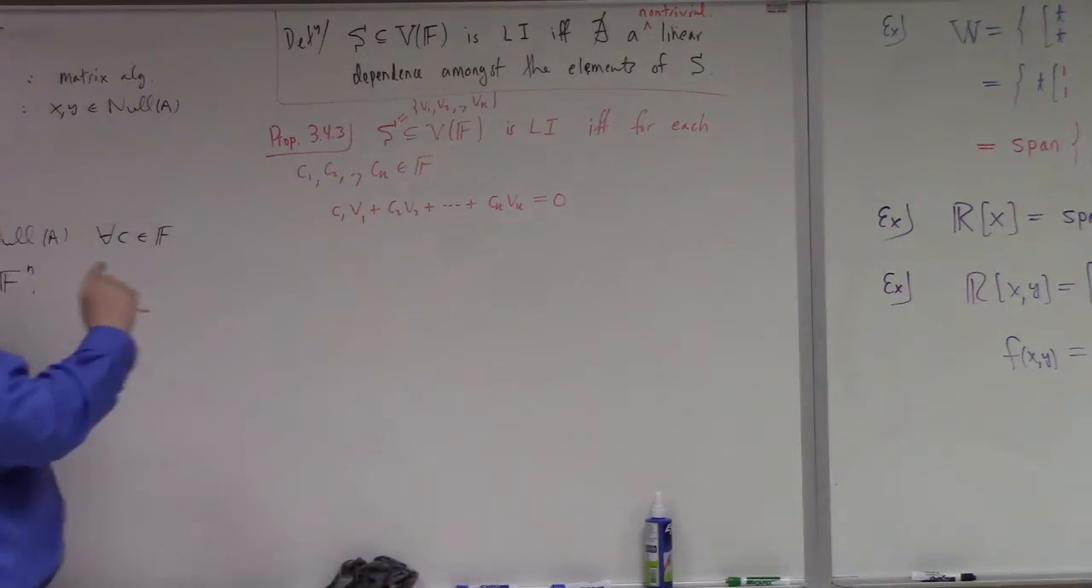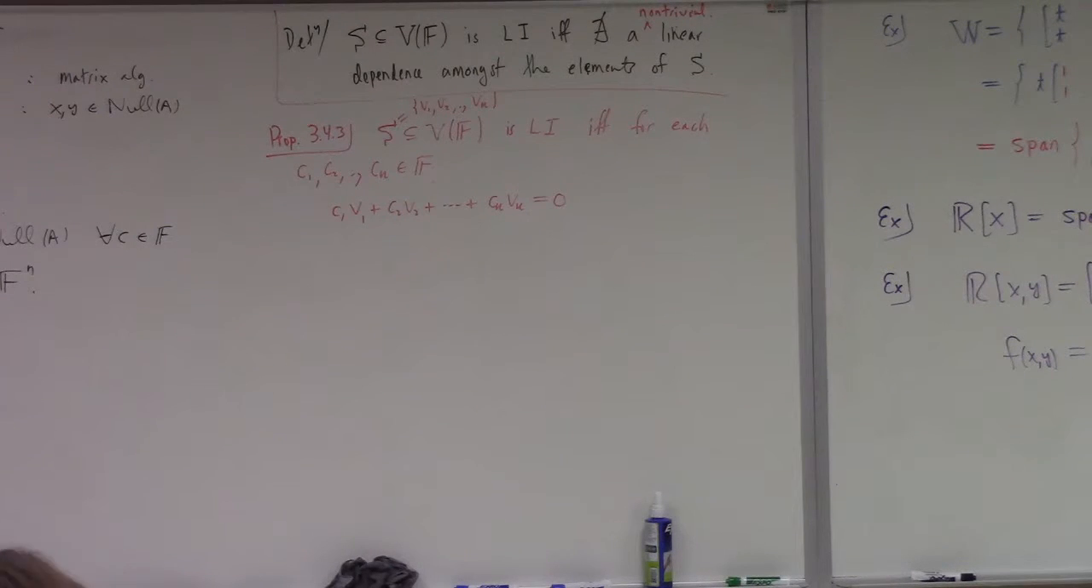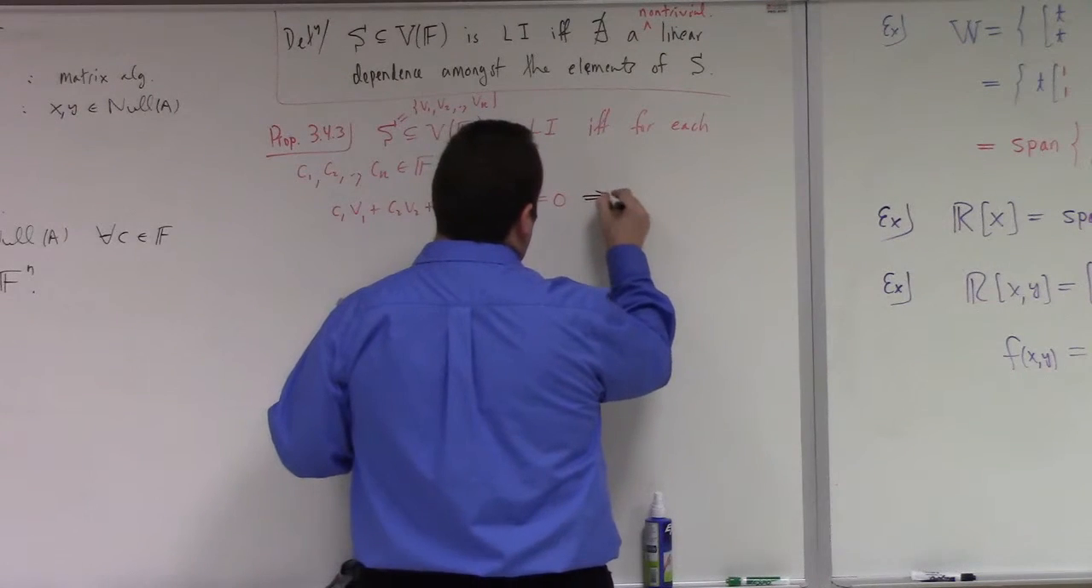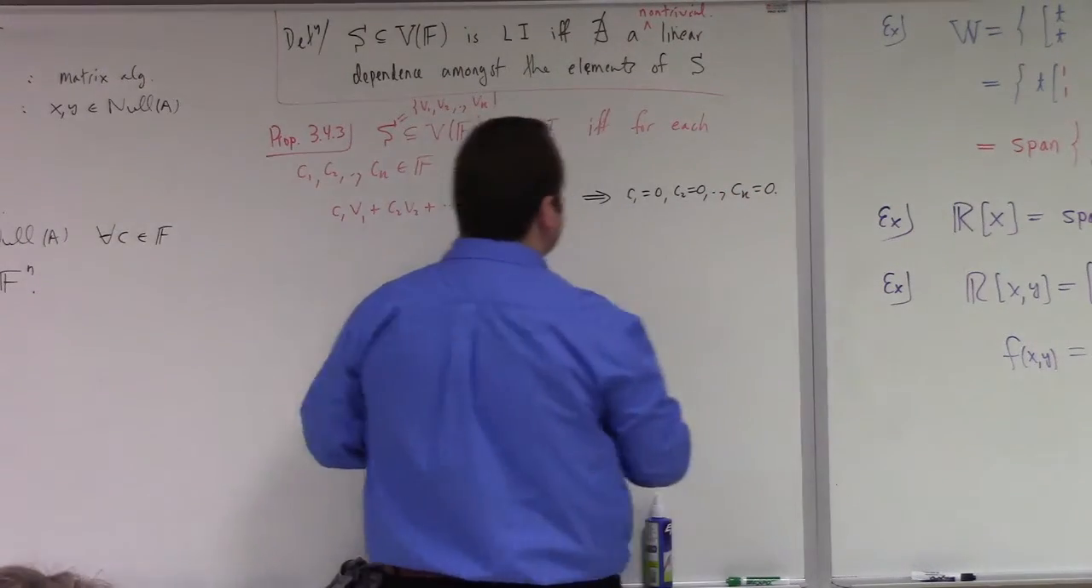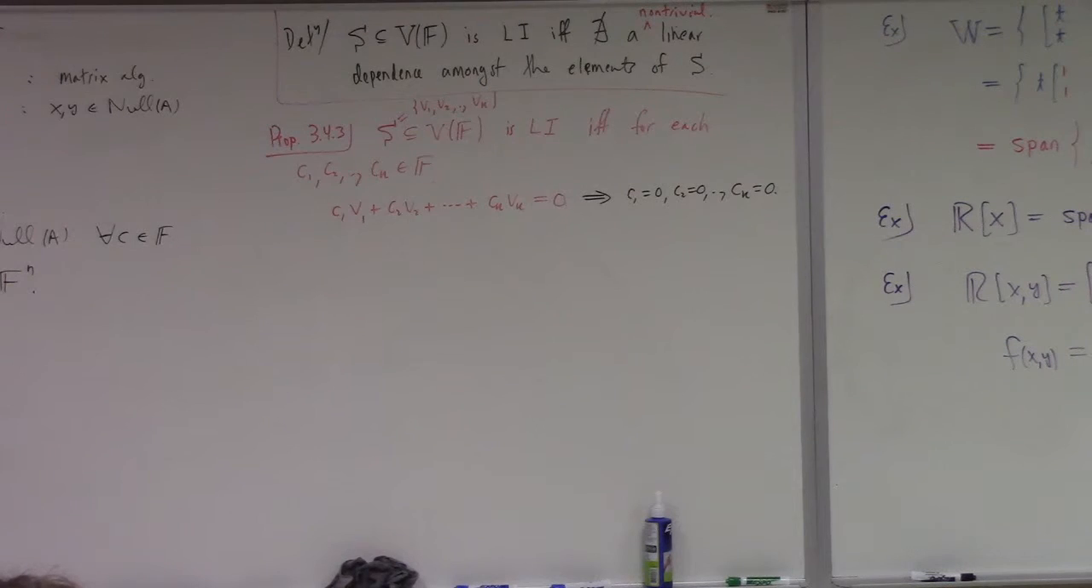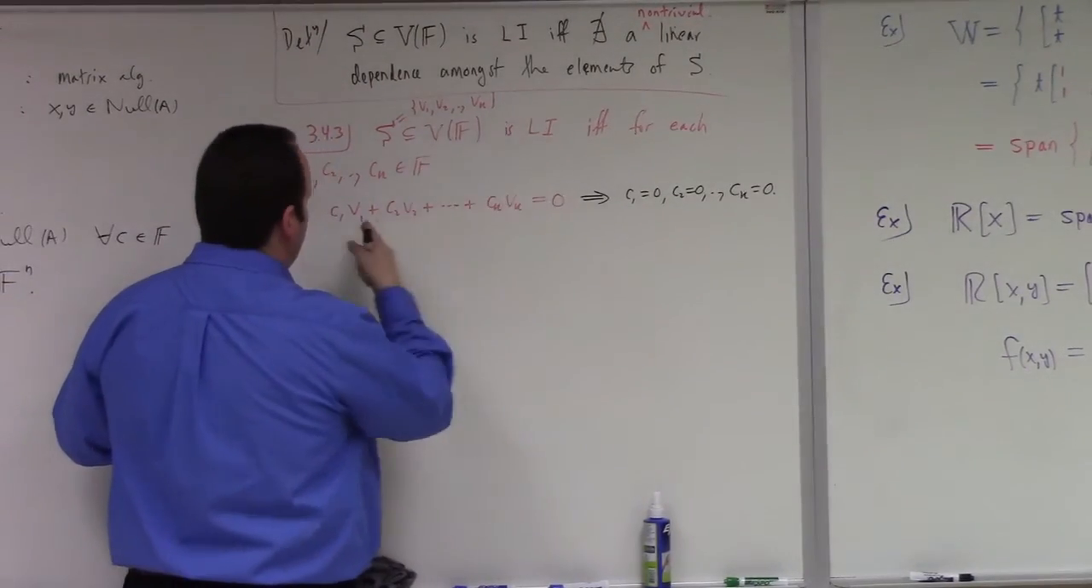So if there exist constants in the field c1 through ck, and a linear combination of those constants times those vectors is equal to 0, this implies what? It implies that c1 is equal to 0, c2 is equal to 0, and so forth, ck is equal to 0. In other words, if a set of vectors is linearly independent, the only possible dependence between them is the trivial dependence, in the sense that if I have it equal to 0, it forces all the constants to be 0.